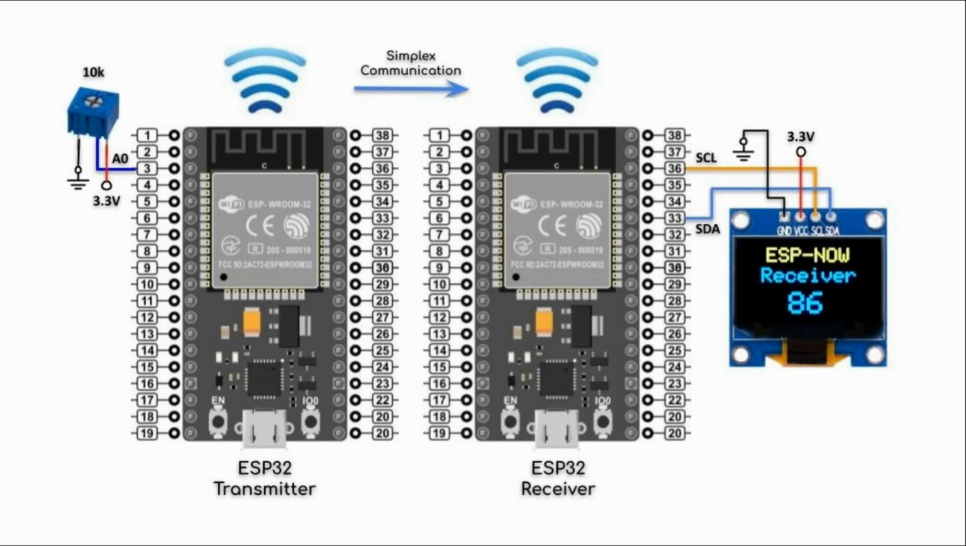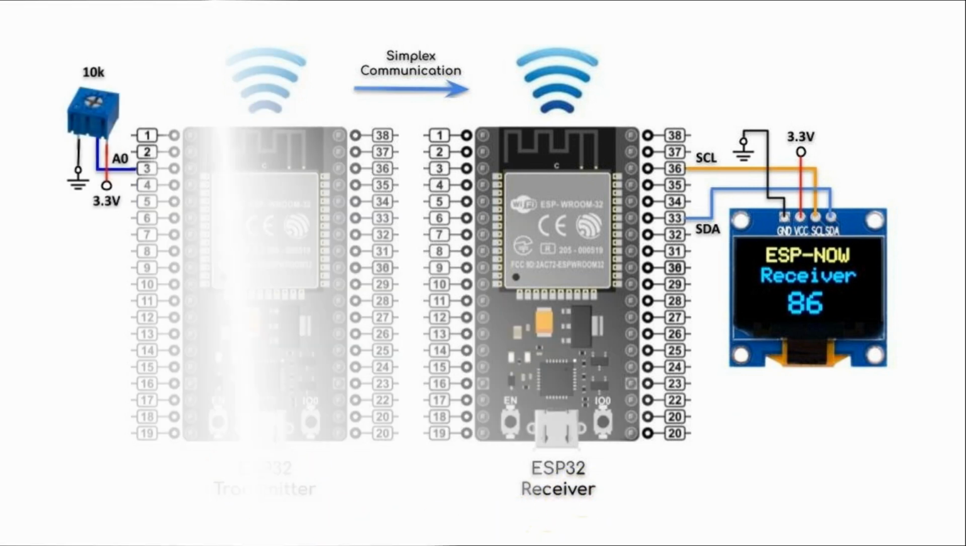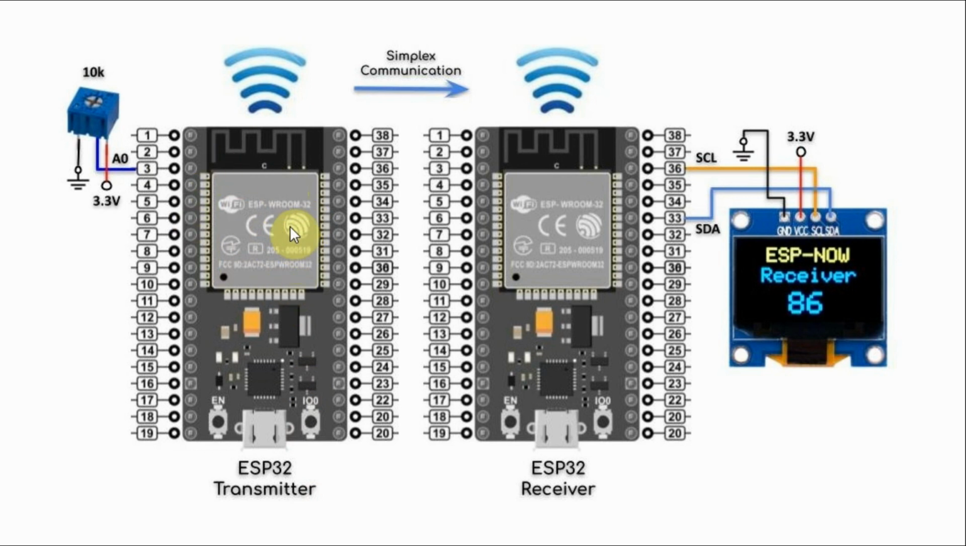In this video, unicast simplex communication is established between two ESP32 controllers, this being the transmitter and this being the receiver. On the transmitter side of the system, we have a 10K pot connected to analog line A0, and on the receiver side we have an OLED screen connected to the I2C bus of the controller.